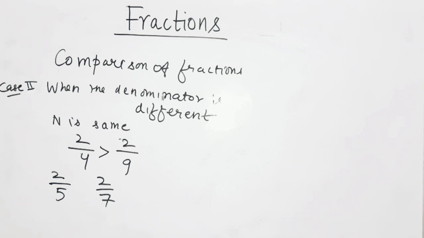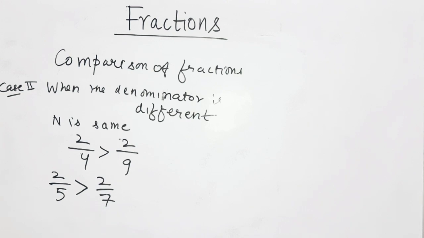Students, all of you are right. जो डिनोमिनेटर छोटा है वही बड़ा होगा. It is opposite. So 2 upon 5 is greater than 2 upon 7. So this was comparison of the fractions when the denominator was different and the numerator was same.